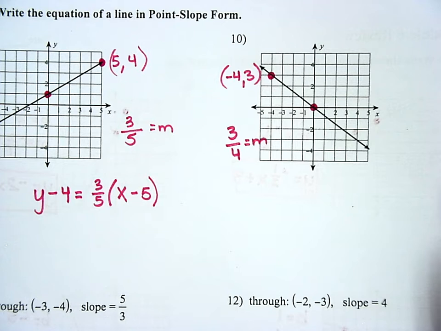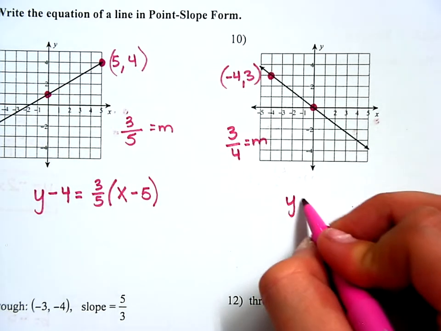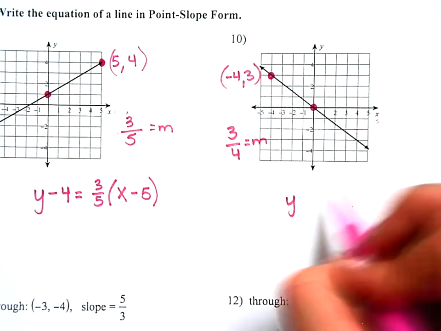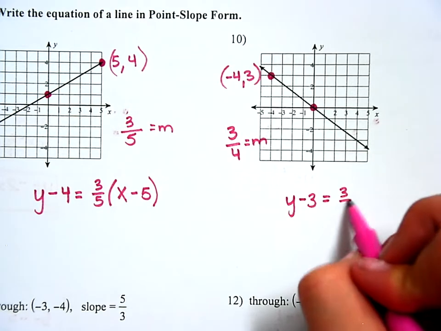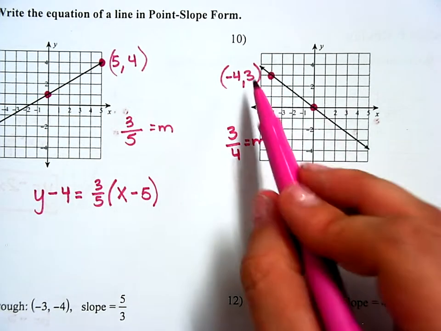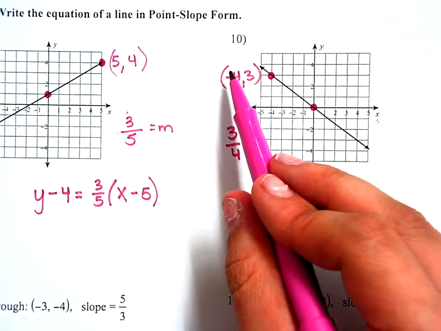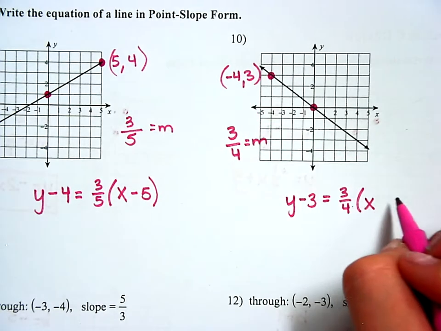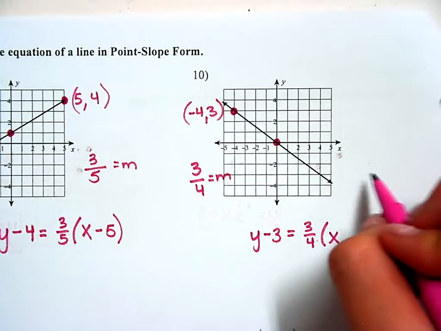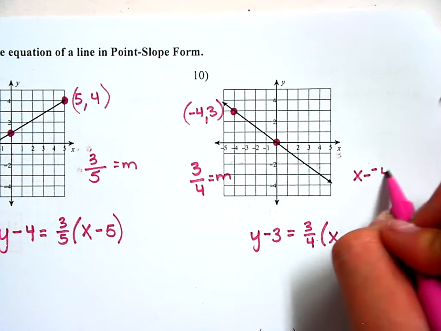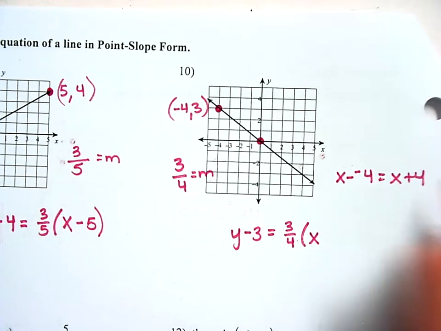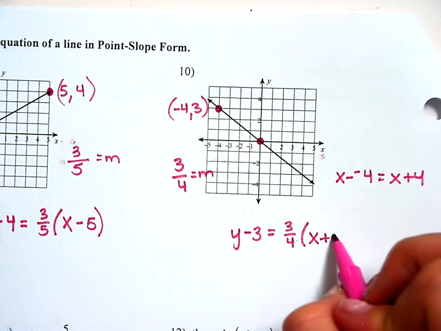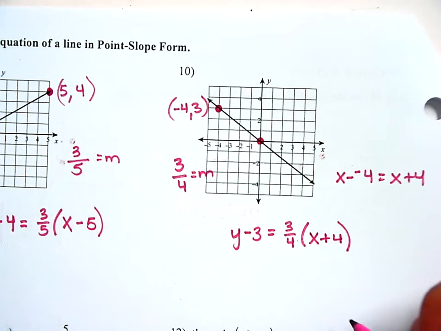Okay, so let's get into writing our equation. We've got y minus our y value equals our slope, 3/4, times x minus the x value. Now careful here, this is x minus -4. So I'm going to write this above. X minus -4 is the same as x plus 4. So that's what I'm going to write in my parentheses, just like this.